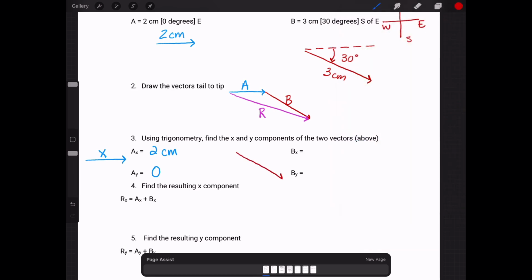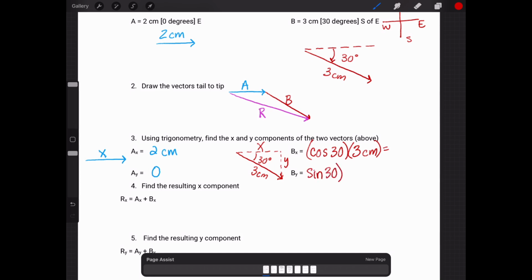Our B component is for the x and the y. This is where we have to draw our triangle. And once we have our triangle drawn for our B vector, we can add our angles into it, and I'm going to label which one's x and which one's y. Remember, x is on the horizontal and y is on the vertical. So, to figure out our x, we are going to use cosine. Cosine of our angle times our hypotenuse, 3 centimeters, gets us our adjacent. In this case, our x component.